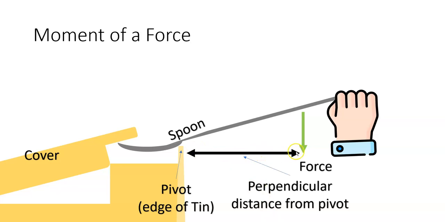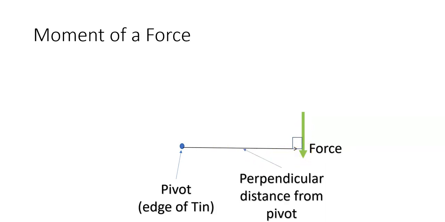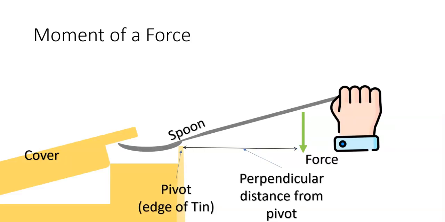So how do we know that this is the correct perpendicular distance? The way to check is to start from the point of pivot and draw the direction of the force. From the point of pivot, draw a perpendicular line to the line of action of the force. This is the perpendicular distance for this case.